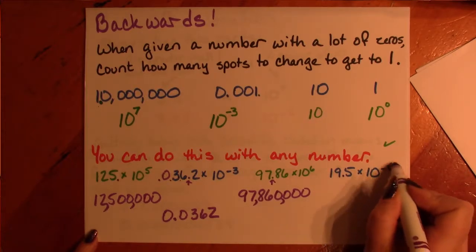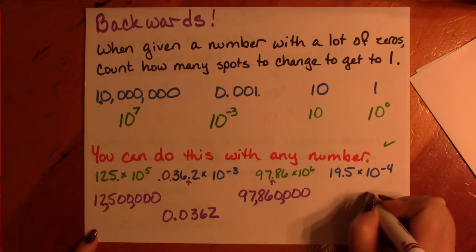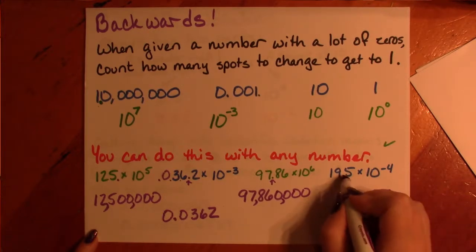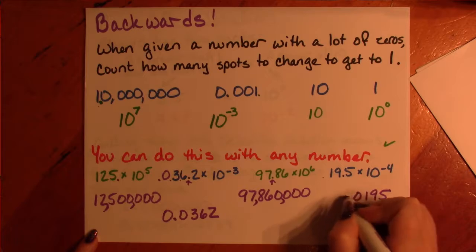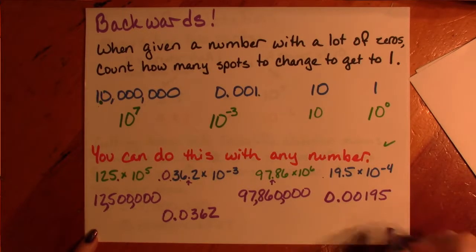This one, I'm going to move 4 places in the smaller direction. So I have 195. I've moved it 2 already. I need to move it 2 more to make 4. That is my small number.